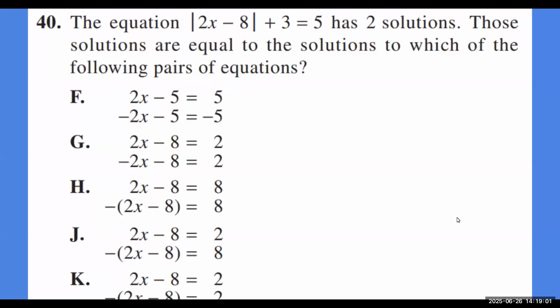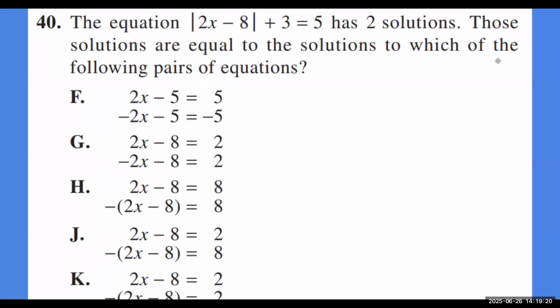The equation |2x - 8| + 3 = 5 has two solutions. Those solutions are equal to the solutions to which of the following pairs of equations?